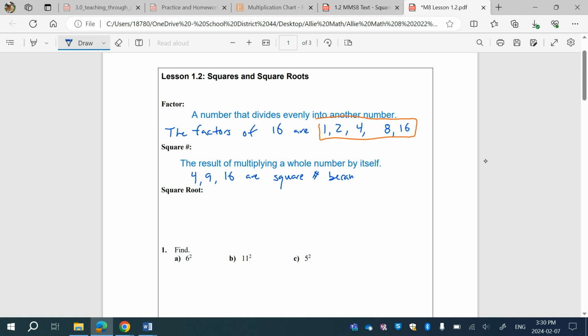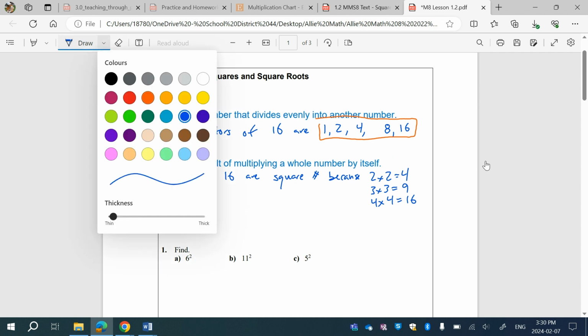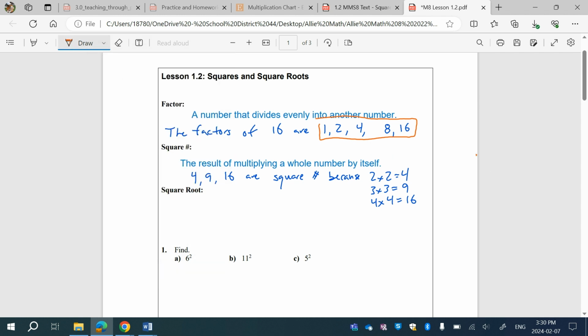because 2 times 2 equals 4, 3 times 3 equals 9, and 4 times 4 equals 16. So they are all the results of multiplying a whole number, so not a decimal, but a whole number, 2, 3, 4, counting numbers, by itself.